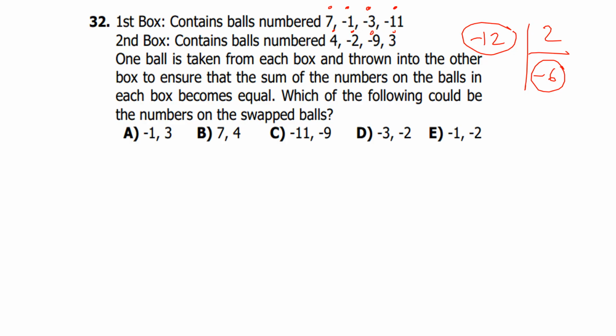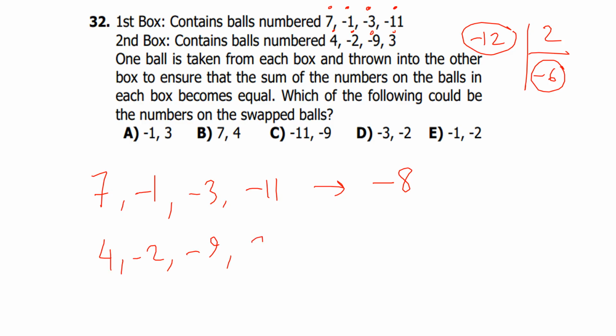Let's check the first box. 7 minus 1, minus 3, minus 11. Totally 6, 3, and minus 8. This is minus 8. The other one, 4, minus 2, minus 9, and 3. 4 minus 2, 2, 2 minus 9, minus 7, minus 4. They need to be equal to each other and they need to become minus 6.